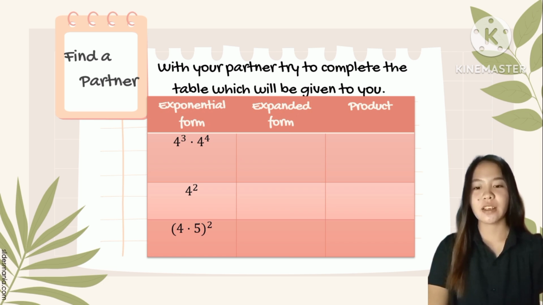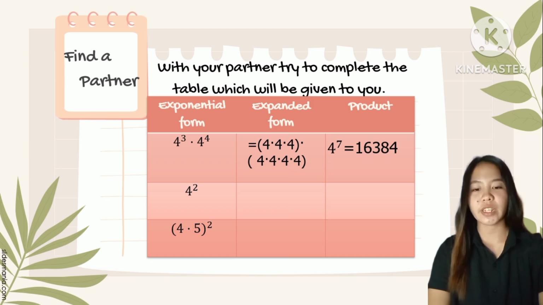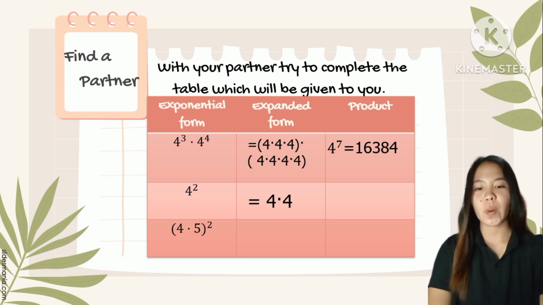First, 4 cubed times 4 squared. What is the expanded form of this? It is equal to 4 times 4 times 4 times 4 times 4 times 4 times 4, which is 4 raised to 7, and the product is 16,384. Next, 4 squared. The expanded form is 4 times 4, and the product is 16.